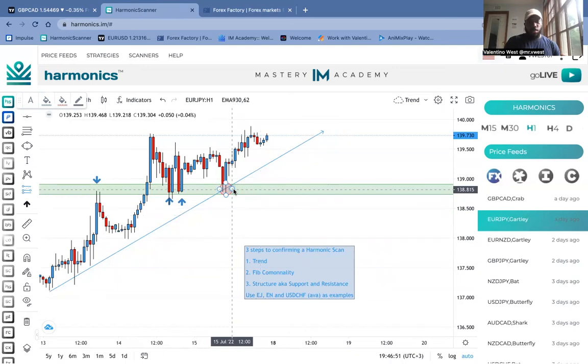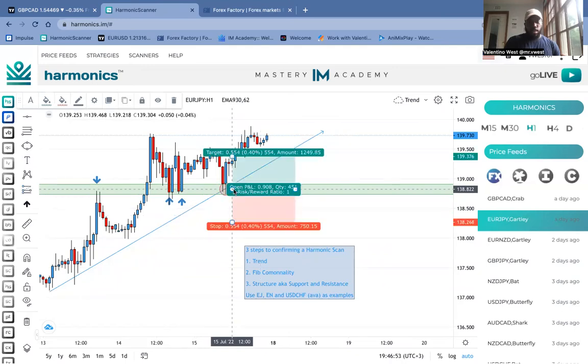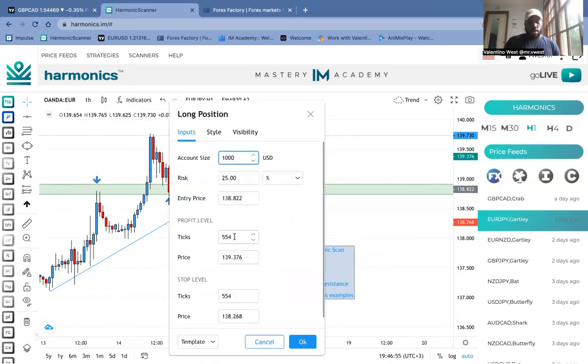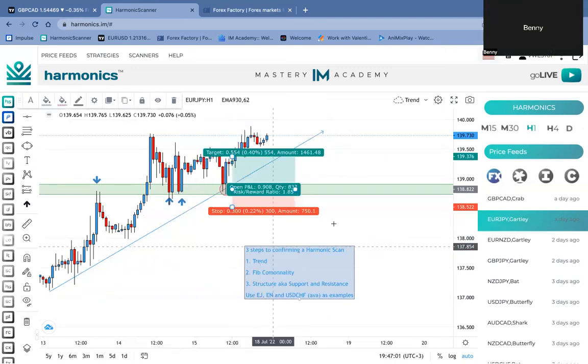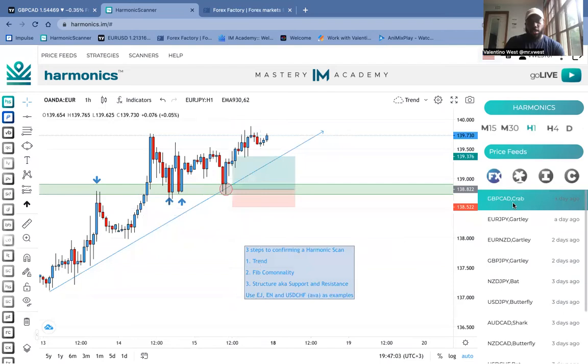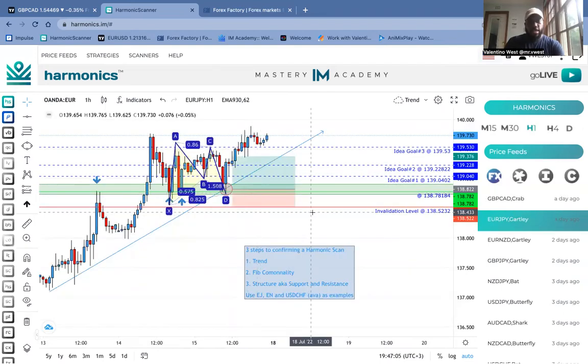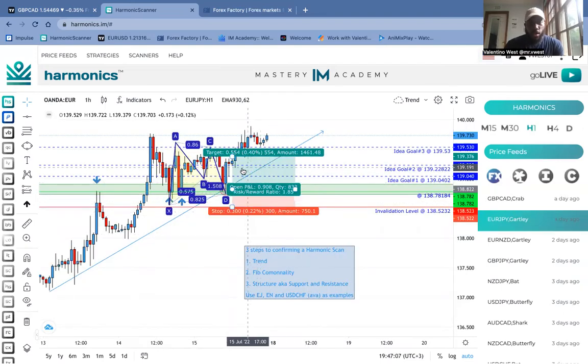Okay. So literally what we do is, this is just a long position tool. It's just telling us what our position would be. So what we're going to do is 30 pips stop. That's what our stop level is going to be at. And then I'm going to bring back these lines so that we can see what our TP would be.